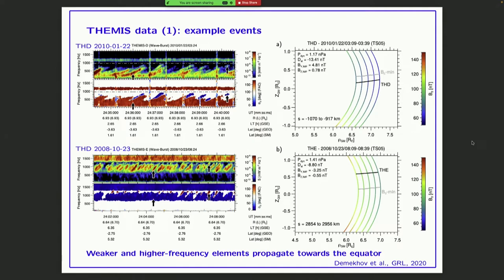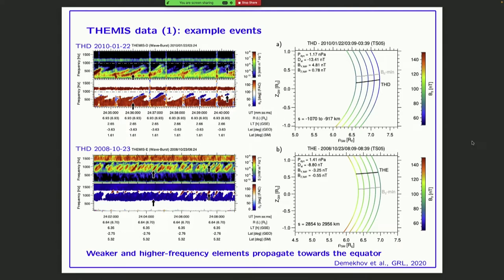Because in both cases, higher frequency wave packets go in the direction towards the equator, and lower frequency wave packets go away from the equator. Maybe there's no time to describe it in detail, but in fact, the right panels show the positions of the spacecraft relative to the magnetic field minimum. For example, in the right bottom panel, you can see that THEMIS is northward of the B minimum. And this means that blue elements go, in fact, to the spacecraft. And this means that they go away from the equator.